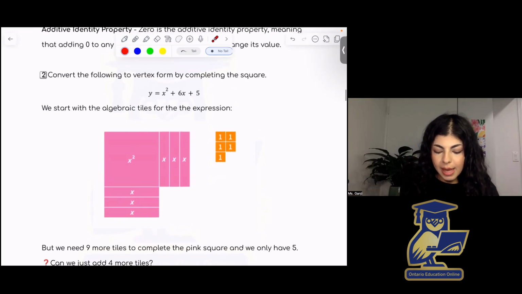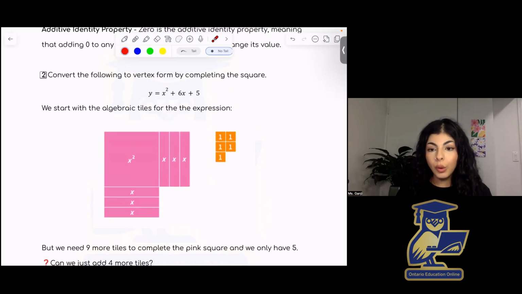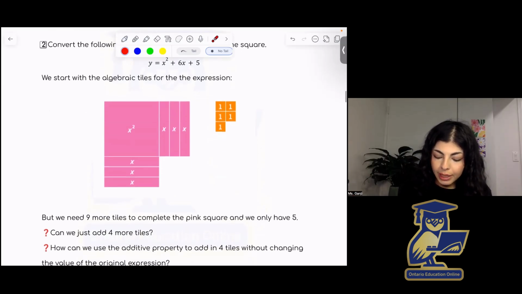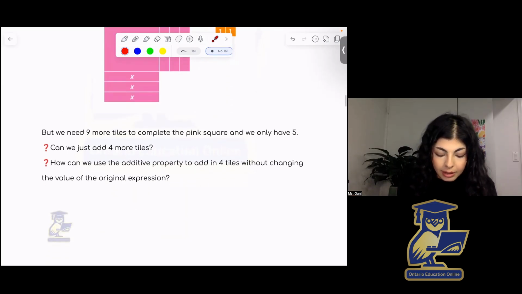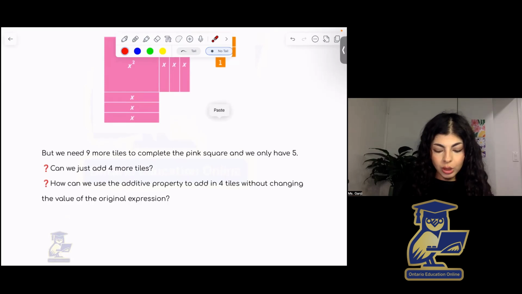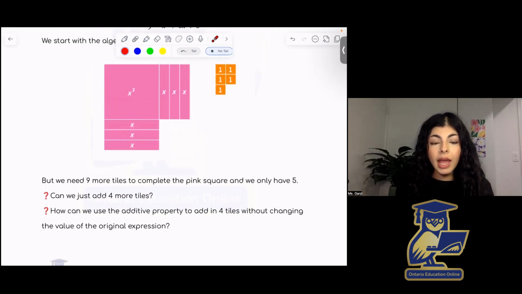Now let's look at this example where we are given y equals x squared plus 6x plus 5. I already gave you the algebraic tiles here. Again, our goal is to complete the square. If we try to move these 5 squares here to over here, we see that it does not complete our square. We actually need 9 tiles to complete the square, but we only have 5. Can we just add 4 more tiles here? I hope you get that no, we can't just add values that we randomly want because it's going to change the value. It won't be this anymore.